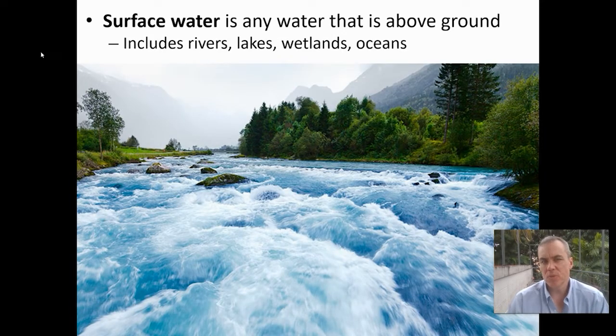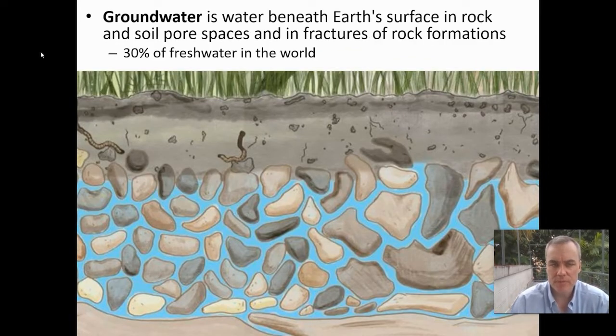Surface water is any water that's above ground. That's a big category. So any kind of rivers, lakes, oceans, wetlands, they're all called surface water. And we can contrast that with groundwater. There's a whole world of water under the ground. And we'll be talking more about that in detail.